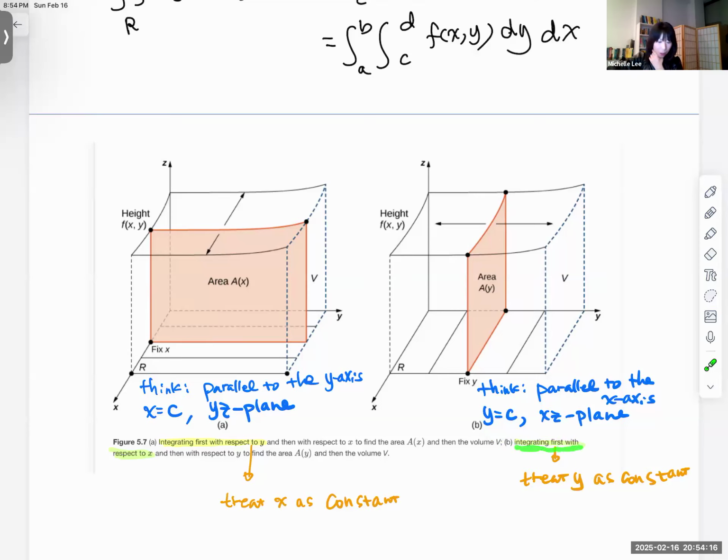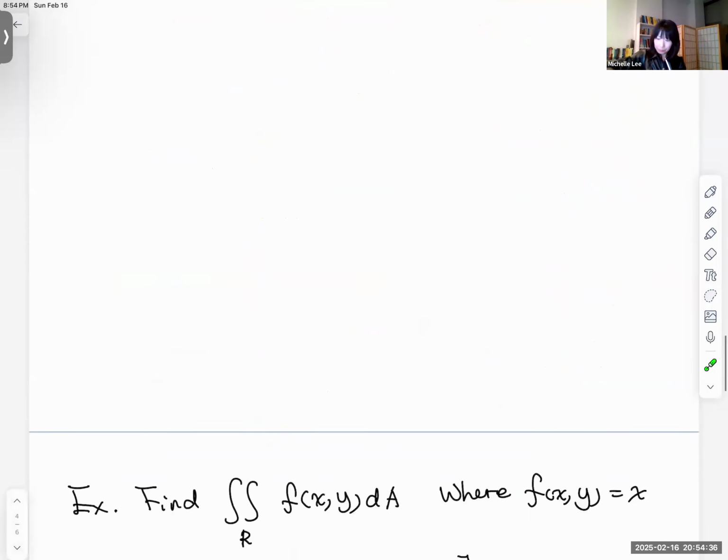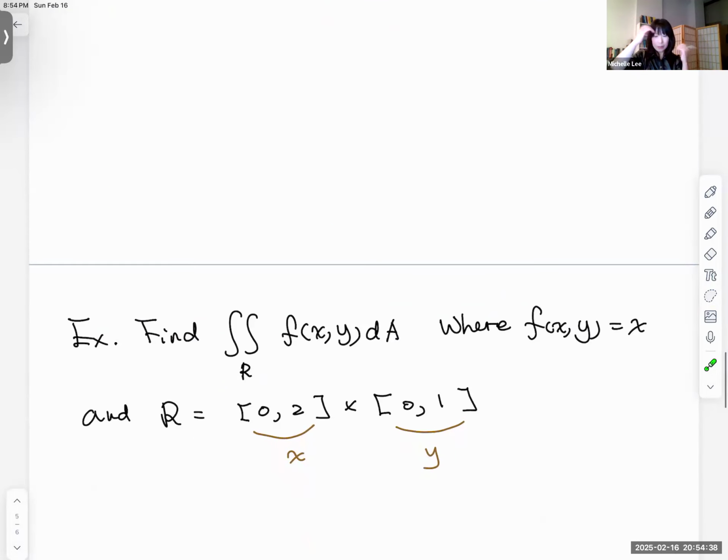Okay, then let's take a look at the second one. Integrating first with respect to x. If we integrate with respect to x, then we treat y as a constant because of this reason, right? Y is constant. Make sense to you? Okay. We have this problem. Let's do it.